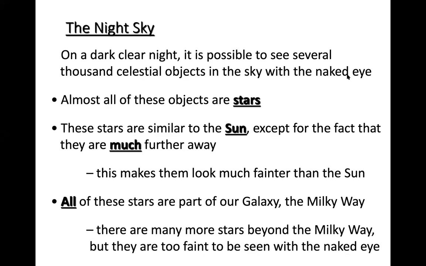This is just a chapter about naked eye observing, the things that you can see up in the sky. Because these stars are further away from us, they look much fainter, right? You know that. All of the stars that you are seeing are part of our own galaxy, as I said, which is the Milky Way. That does not mean that there are no stars outside the Milky Way. Actually, most of the stars are outside the Milky Way.